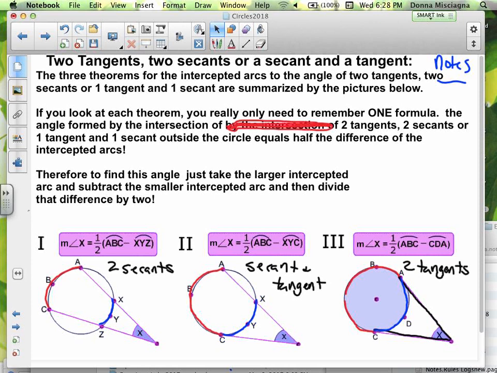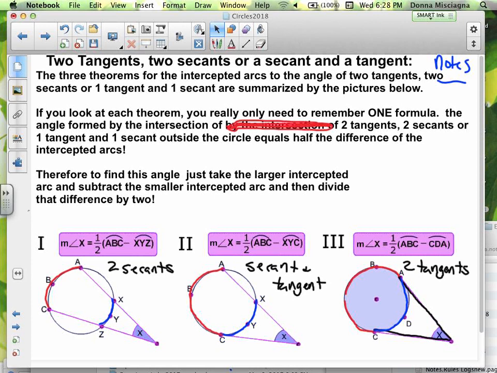Let's take a look at that after I read this last part here. So, therefore, to find this angle, just take the larger intercepted arc, subtract the smaller intercepted arc, and then divide that difference by 2. It's always larger minus smaller divided by 2. And that'll always give you the angle outside the circle.